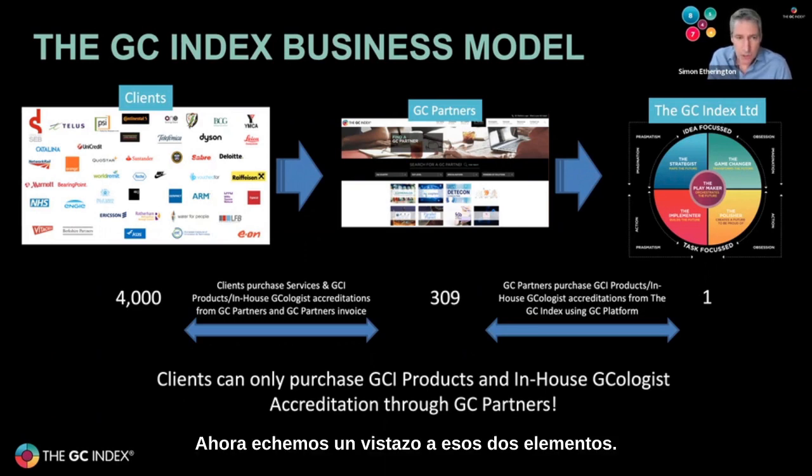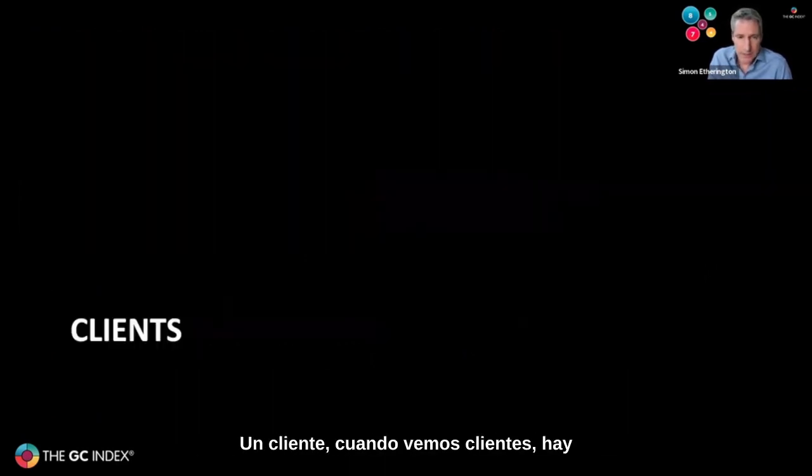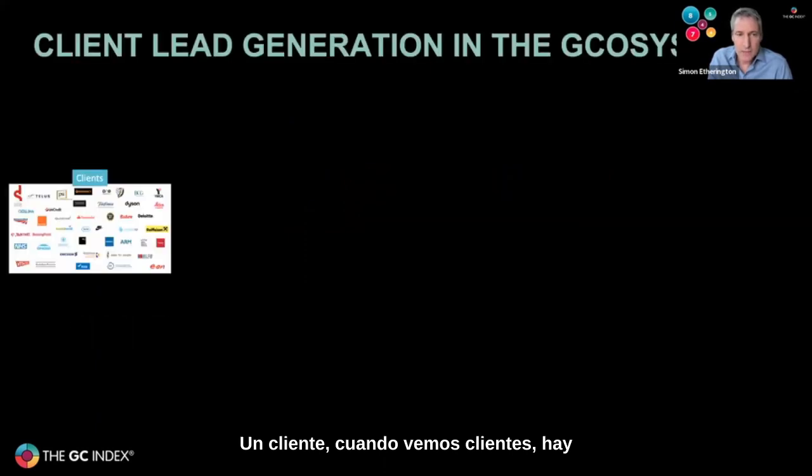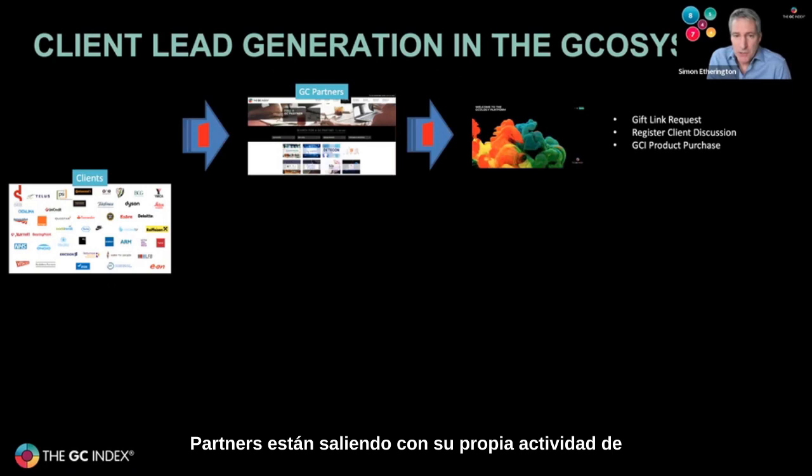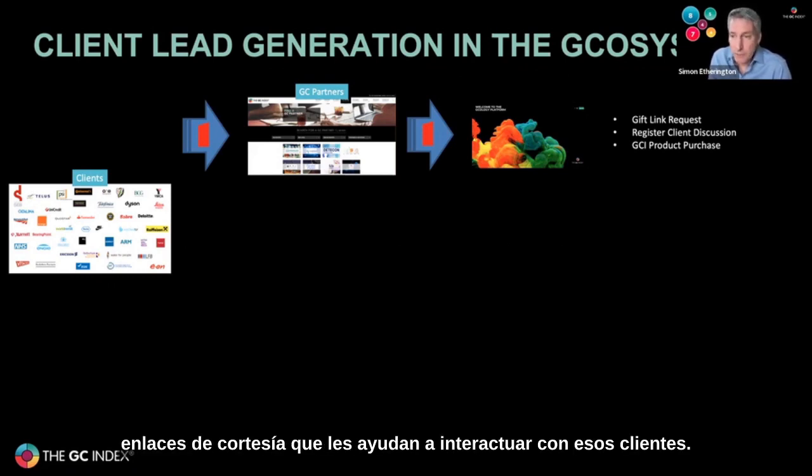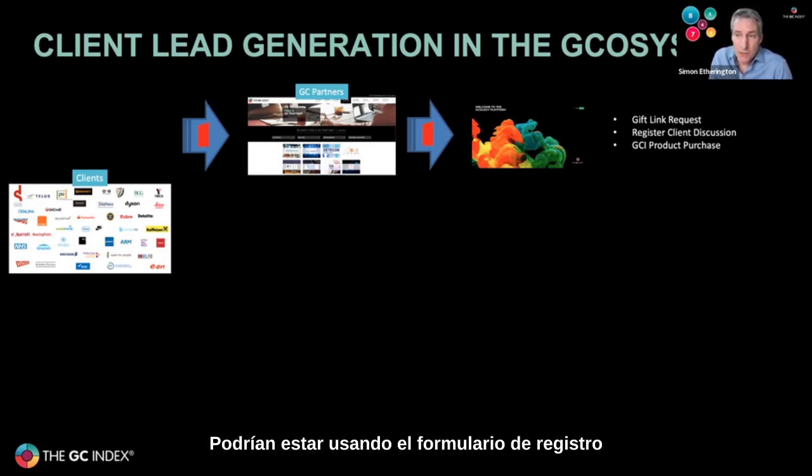Now, let's have a look at those two elements then. So a client then. When we see clients, there are three mechanisms for generating leads with clients. The first one is all of you as partners are going out with your own business development activities, talking to clients, etc. And you're then coming to our platform to use gift links to help you engage with those clients. And you might be using a client registration discussion form as well.